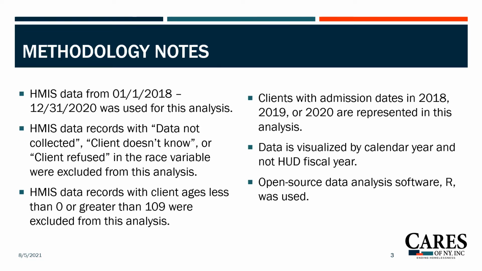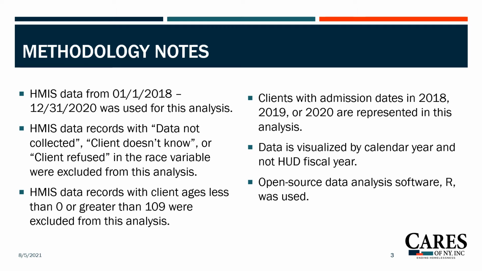Before we advance into the executive summary, I want to cover the methodology of today's presentation. We're looking at 3 full calendar years of data entered in HMIS, and we removed clients without race data and clients less than 0 years of age or more than 109 years of age. Today we're exclusively looking at HMIS admissions. That is when someone shows up at a program, is entered in HMIS, and receives services. This data is not deduplicated because we're accounting for the total volume of admissions in the analysis, rather than the unique admissions.